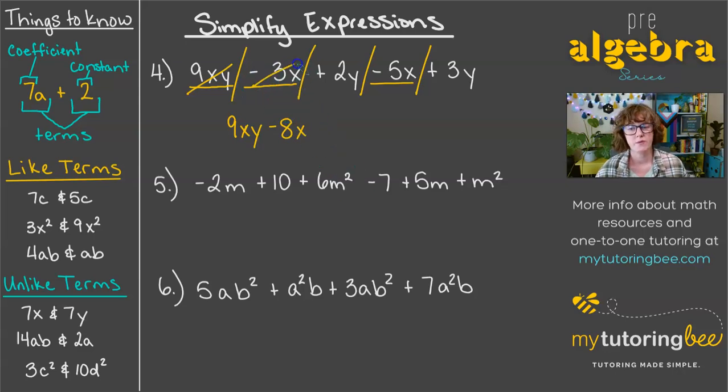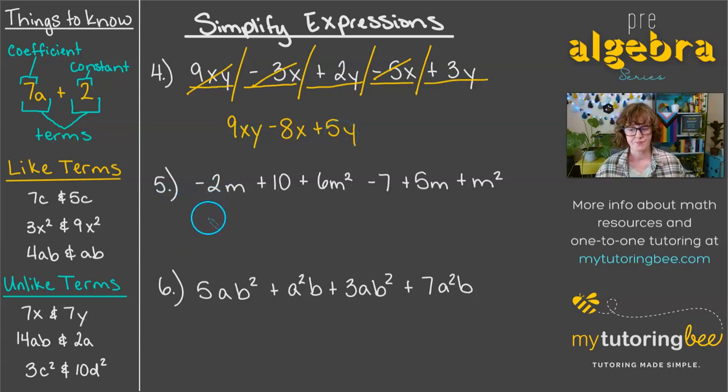Okay, so we've done our x terms, and so now I'm just going to move on to my y terms. So it looks like I just have these two, positive 2y, positive 3y. When I combine those together, I get positive 5y. Okay, and that is our simplified expression.